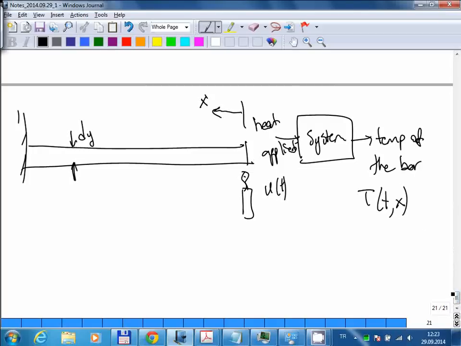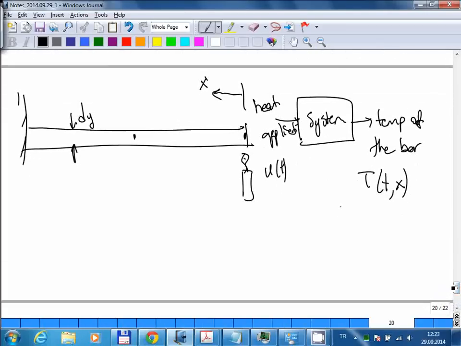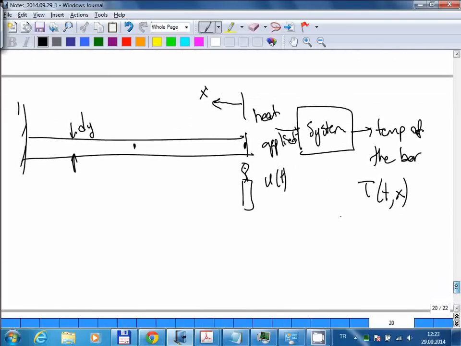So that means as you apply input to the system, you can study the output as a function of time. So as you apply more heat, the temperature will be changing. But also you should consider the variation with respect to x as well, because the temperature here will be different than the temperature here, right? Because the heat is applied at this point only. So these systems have more than one independent variable.